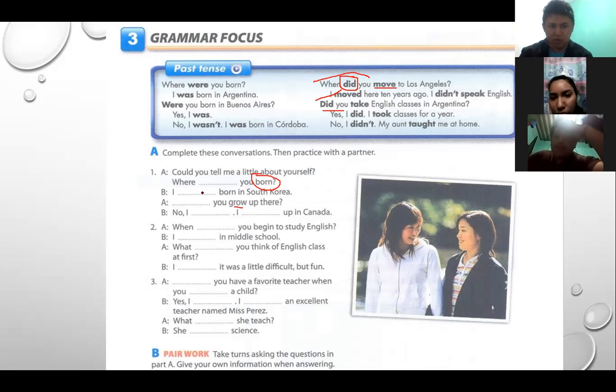Ahora yo comienzo, la número dos. Ahora yo pregunto. Now I ask, Edwin. When did you begin to study English? I was in middle school. Okay. What did you think of English class at first? Ajá, si ocupo el think, va a utilizar el verbo think en pasado. Okay, that's what you're gonna do. I thought it was a little difficult, but fun.